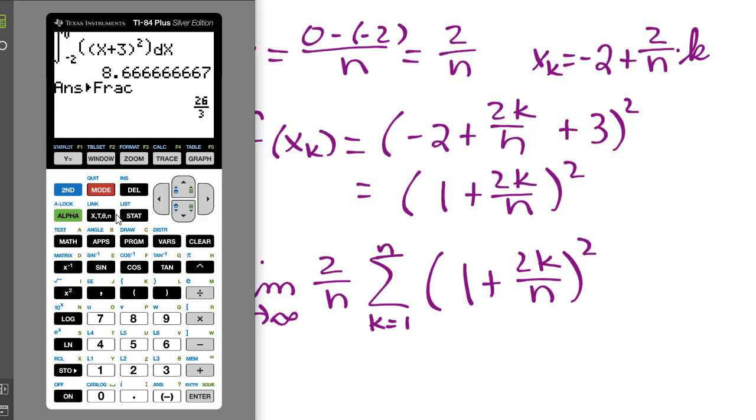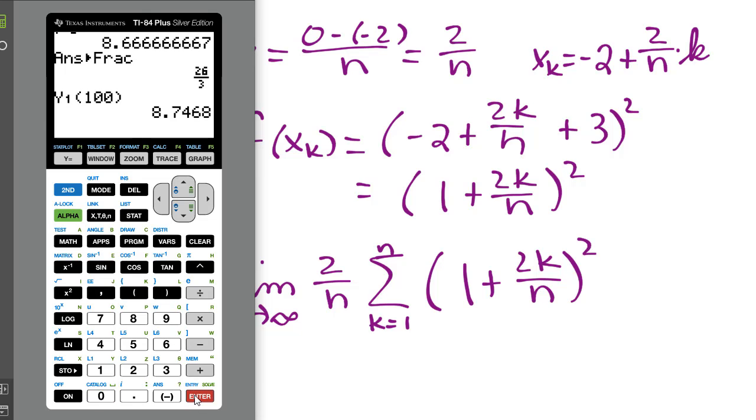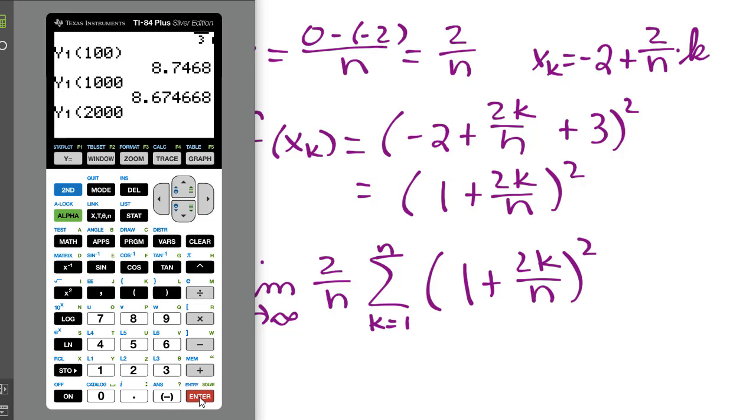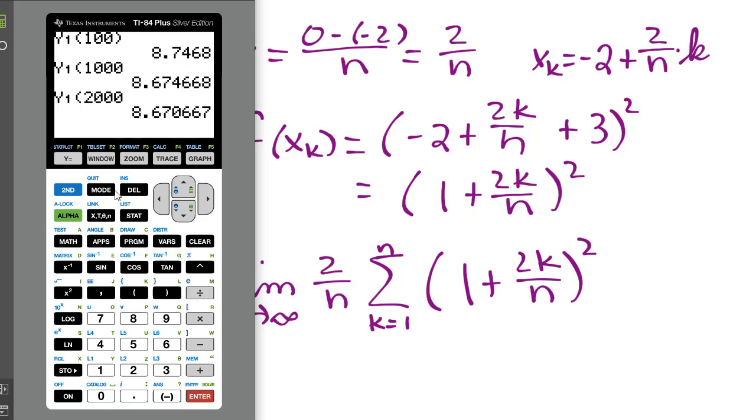So we're going to do y1, and let's just start out with 100 rectangles. And we get about 8.7, so we're in the ballpark. So let's take it up to 1,000. We're at 8.67, so we're doing really good. I may push it to 2,000, but I think we've convinced ourselves that these are equivalent expressions. We're getting even closer. So we can see that these are the equivalent expressions.